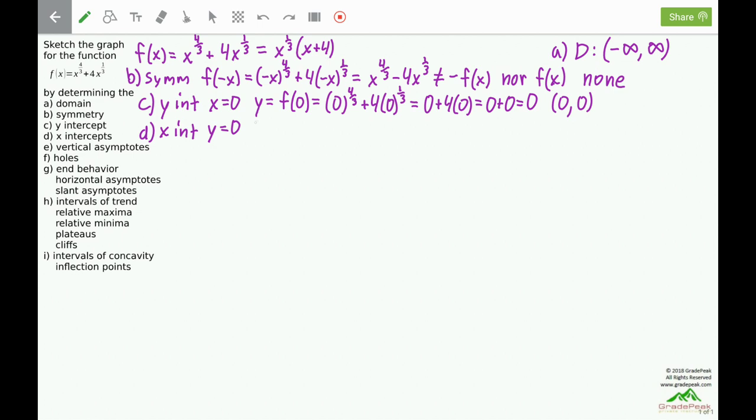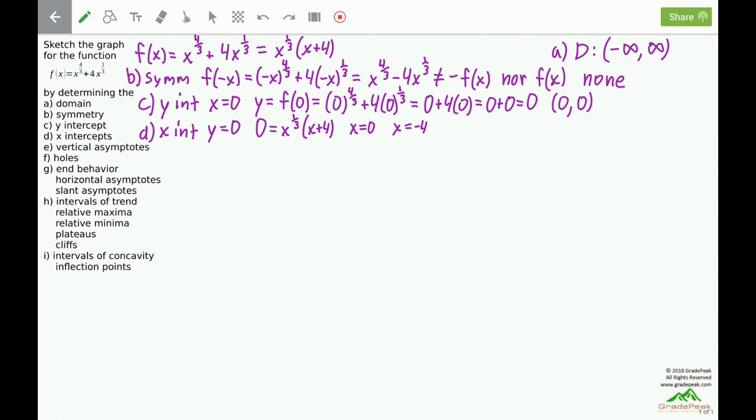Y, which is f of x, will be set to be 0, and we can set it equal to the factored version of the function, x to the 1/3 times x plus 4. Since it's factored, we can easily solve for each of the x's. X to the 1/3 equals 0 tells us that x equals 0, because 0 to any non-zero positive power is 0. And the factor x plus 4 tells us that x equals -4.